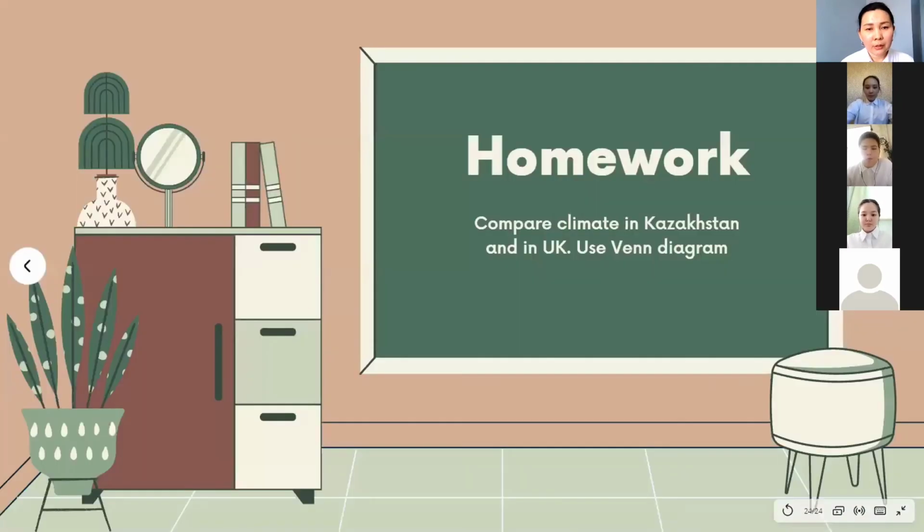So students, your home task is to compare the climate in Kazakhstan and the UK by using a Venn diagram.